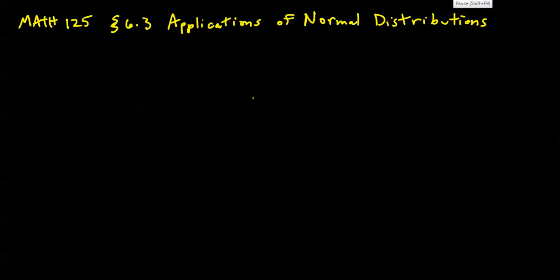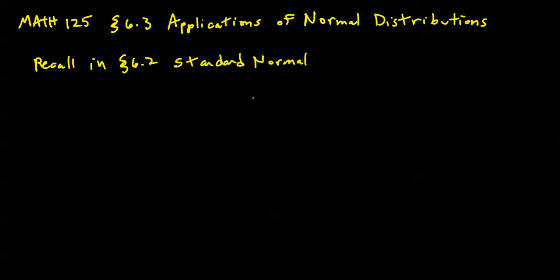Good morning. Today we're going to talk about section 6.3, applications of normal distributions. Well, recall in 6.2 we talked about probability situations that derived from applications of the standard normal distributions. Of course, standard normal means normal with a mean equal to 0 and a standard deviation of 1.